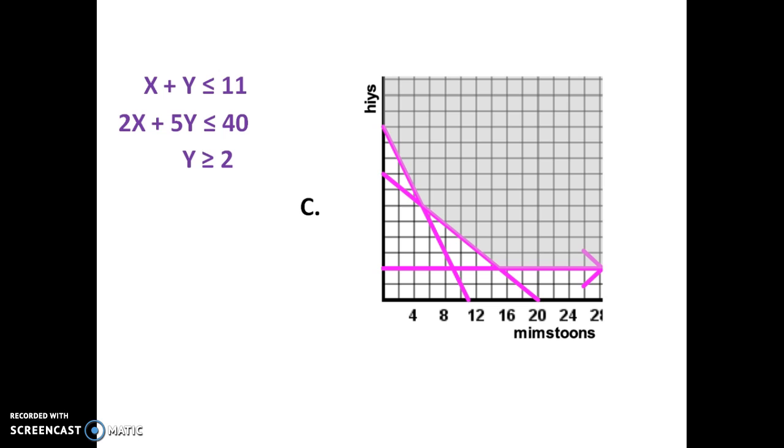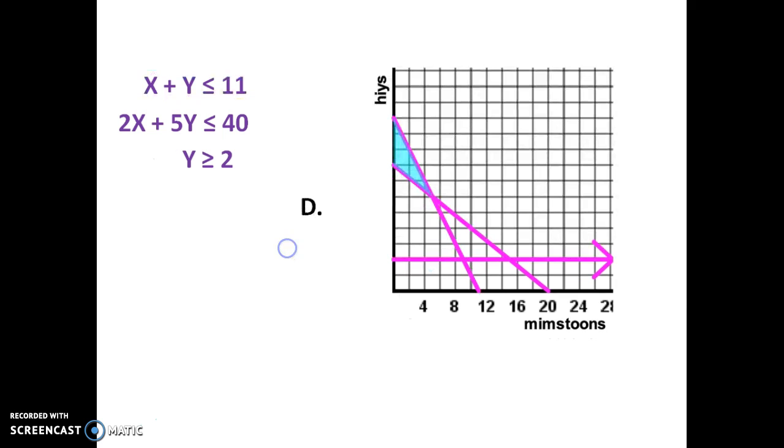Let's take a look then at C. So here we have y is greater than or equal to 2. We're good to go on our graph. We are above that green line. Then we'll check out this green line. We need to be below that, and we are not. So that does not work either.